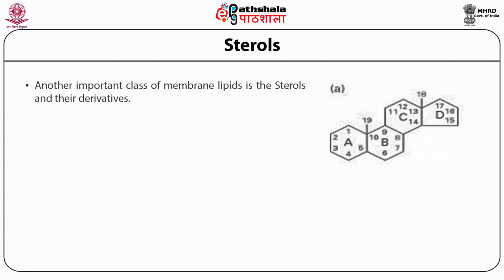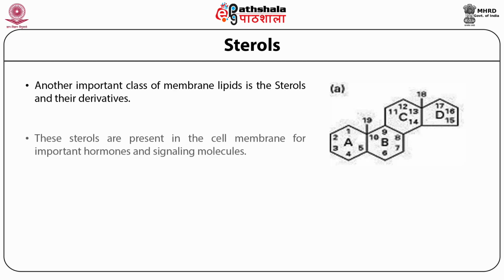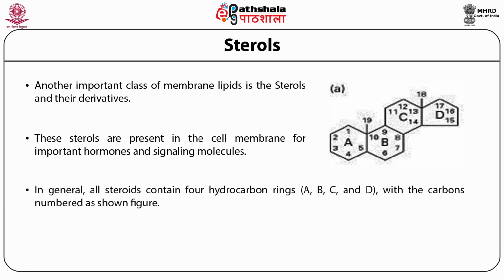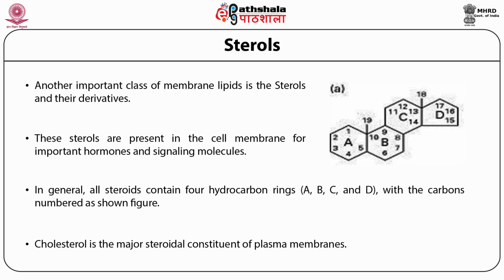Another important class of membrane lipids are the sterols and their derivatives. These sterols are present in the cell membrane as precursors for important hormones and signaling molecules. In general, all steroids contain four hydrocarbon rings A, B, C, and D, as seen in the figures with the carbons numbered. Cholesterol is the most abundant steroidal structure present in plasma membranes.